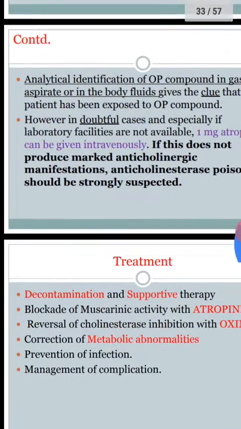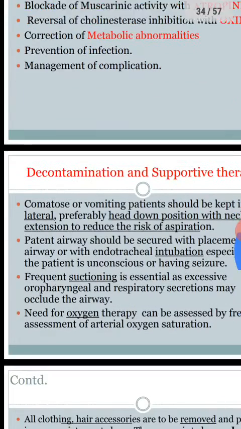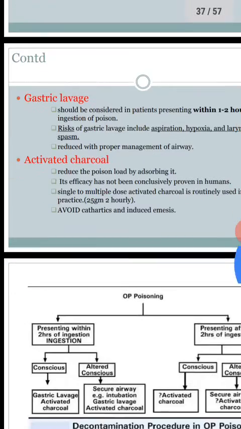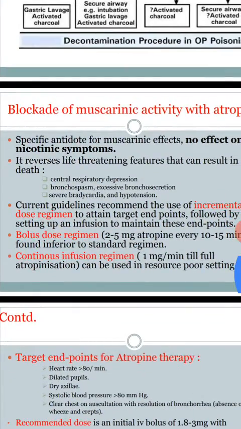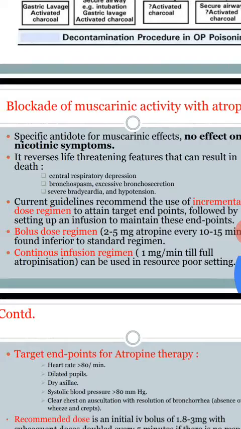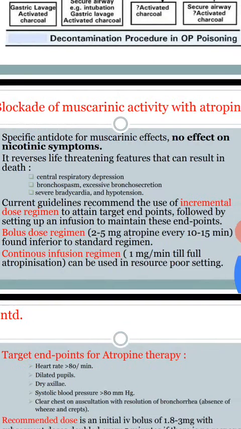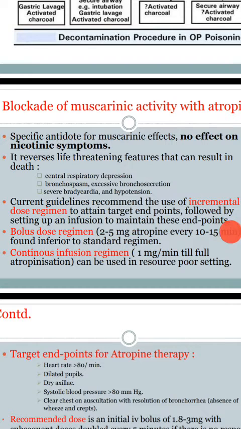So the treatment process is decontamination, supportive therapy, then gastric lavage and activated charcoal. Later on you have to give the antidote. Two types of antidote are generally observed here. First, the specific antidote for the muscarinic effect: atropine. Atropine is a specific antidote for muscarinic effects but has no effect on the nicotinic action.